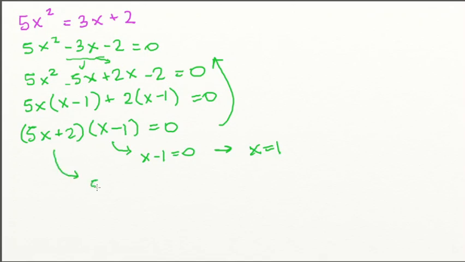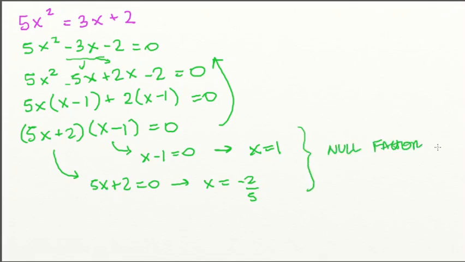If 5x plus 2 is 0, then x is, and then you get 2 to the other side and divide by 5, so -2/5. When we're doing this, we are using the null factor law. We are considering that if the product of two things is 0, then one of them has to be 0. So if x is 1, it makes that 0, or if x is -2/5, it also makes that 0.